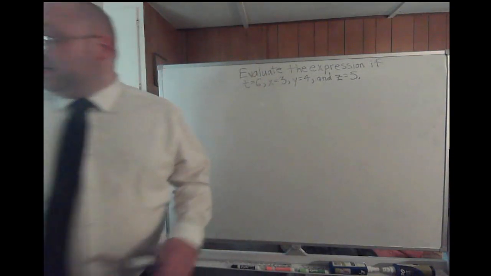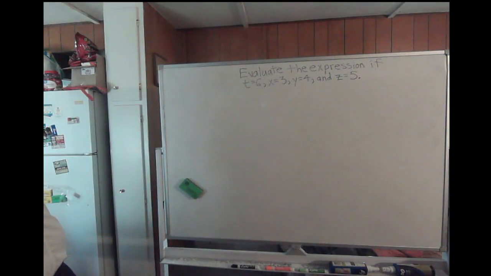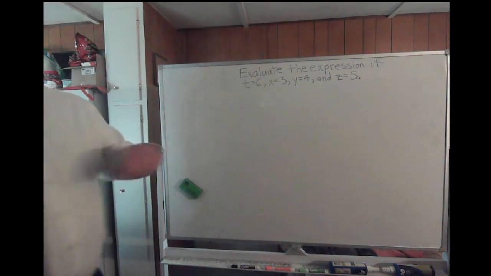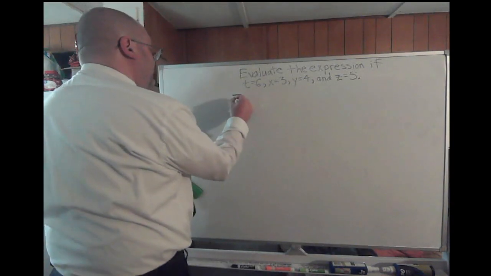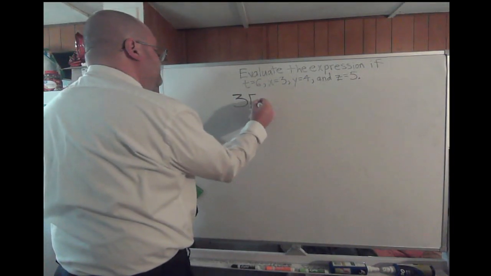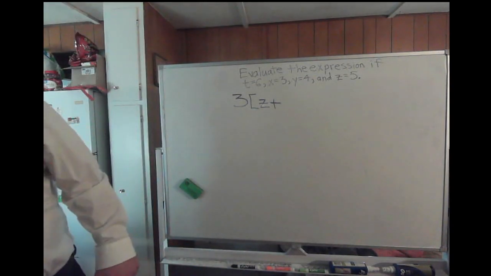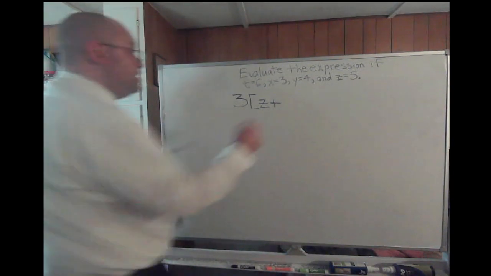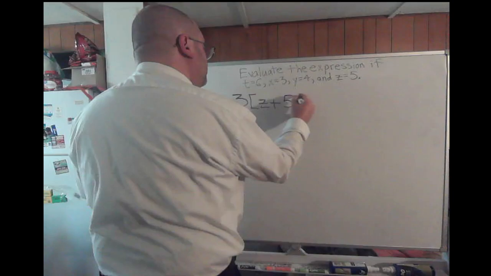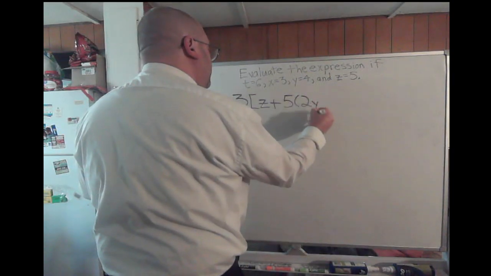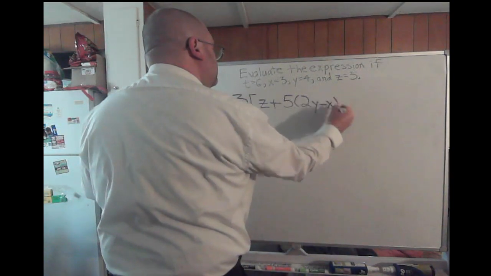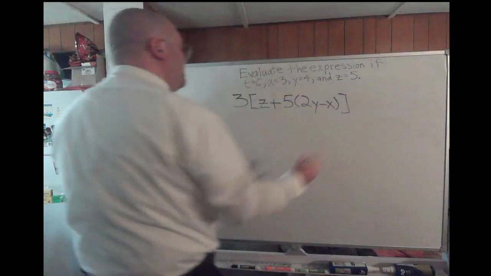All right, got 3 more. Let's see, we got 3 times the quantity of z plus 5 times the quantity of 2y minus x. Okay.